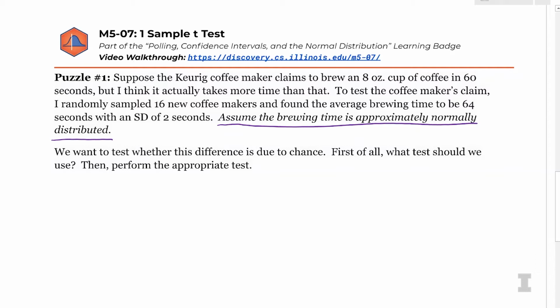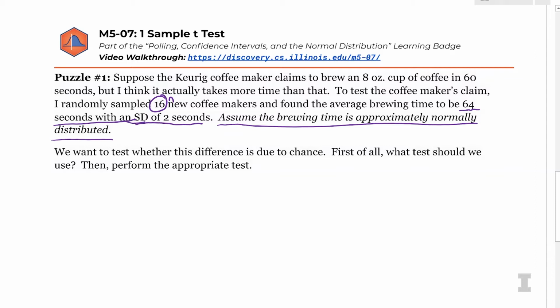Great. So it says we want to test whether this difference is due to chance. First of all, what test should we use? And then go ahead and perform it. So now that we know the t and the z test, we need to decide which one to use. And there's only one sample, so there's these 16, that's my n new coffee makers, and we have sample statistics for just one average and one SD. So I know I'm gonna use either the one sample Z or the one sample T test.